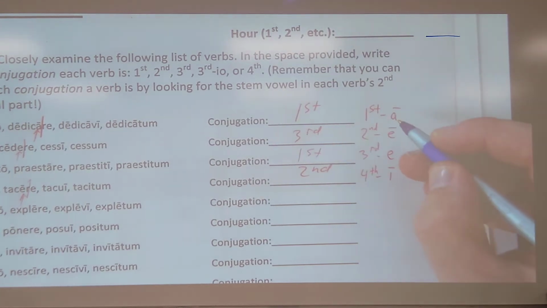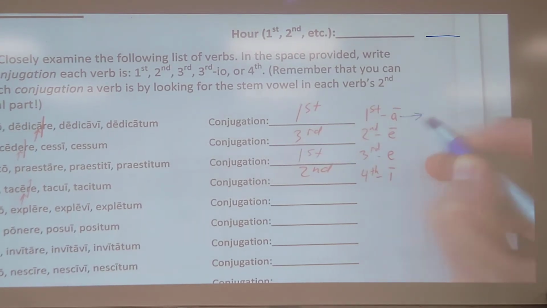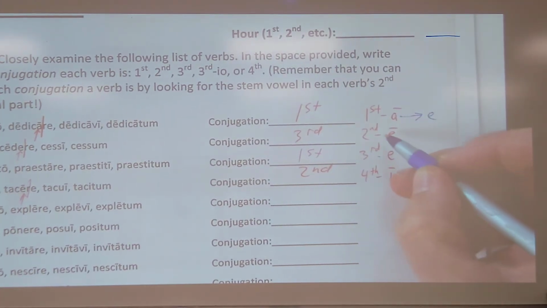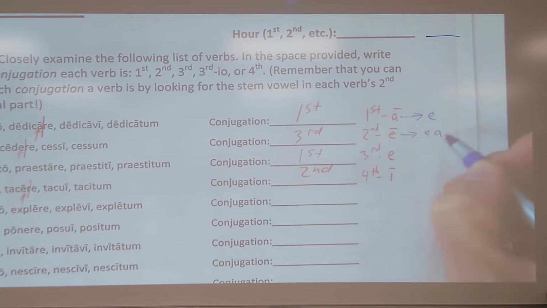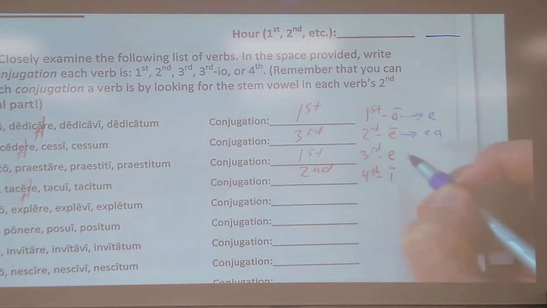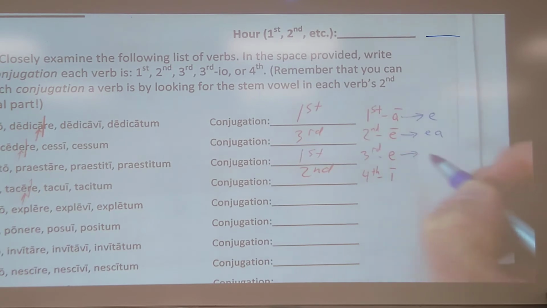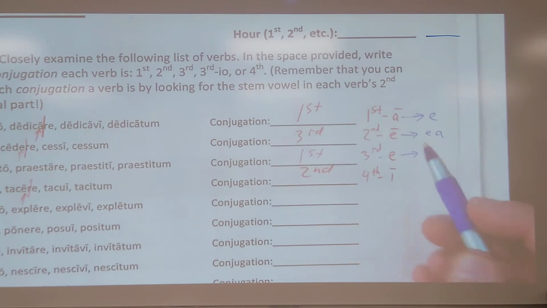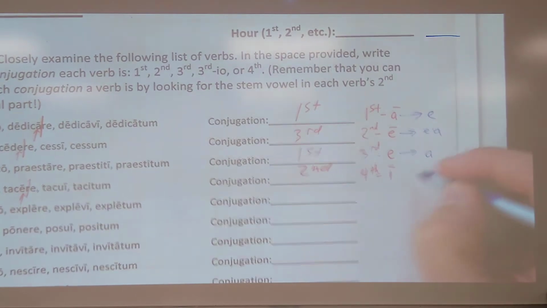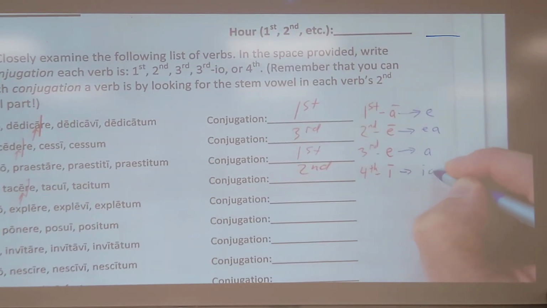For first conjugation, the only thing that changes is that long A turns into an E. For a second conjugation verb, the E becomes EA. For a third conjugation, it becomes an A. And for a fourth conjugation, it becomes IA.